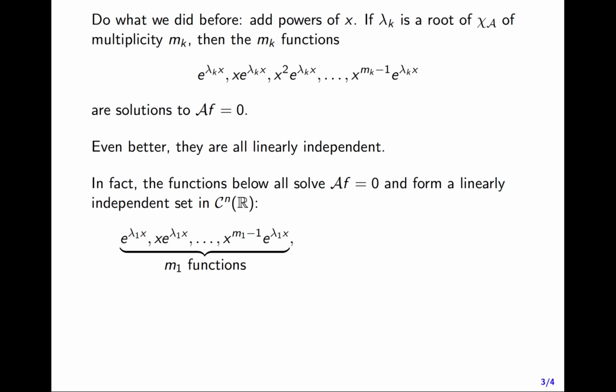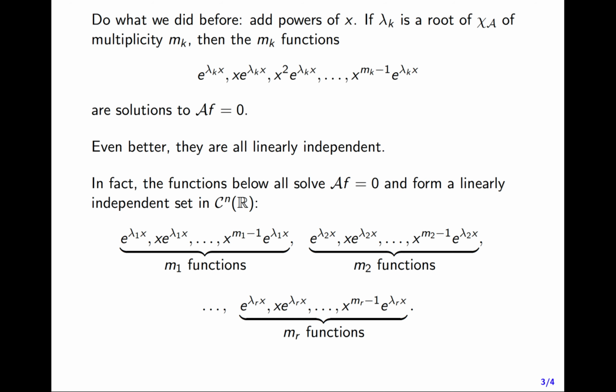But for each of the lambda k's, allowing for multiplicities greater than 1, I'm going to cook up n functions as below. The following n functions all solve A f equals 0, and they are all linearly independent in the vector space of n times differentiable functions on R, C n of R. So here are my n functions: e to the lambda 1 x, x e to the lambda 1 x, through x to the power m 1 minus 1 e to the lambda 1 x. Those are m 1 functions. Then I get another m 2 functions, e to the lambda 2 x, x e to the lambda 2 x, all the way through x to the power m 2 minus 1 e to the lambda 2 x.